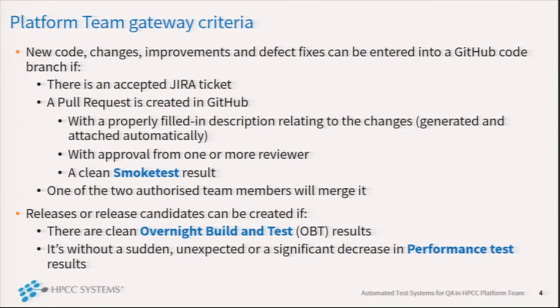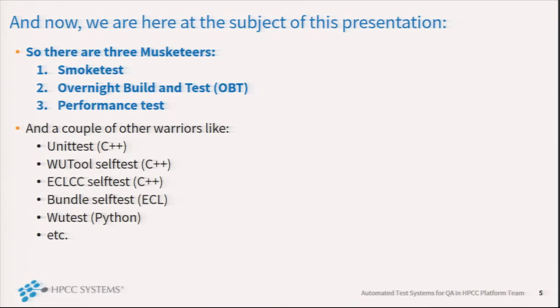And we have another criteria when we, the platform team, contribute to the community. When we create release candidates or final candidates, we need an overnight build and test result, and a performance test result, not performance hiking. Okay, so we have 3 musketeers: smoke test, overnight build and test, and performance test, and a couple of other things: unit tests, work unit tool tests, ECL tests written in C++, self-tests written in ECL code, and other parts.